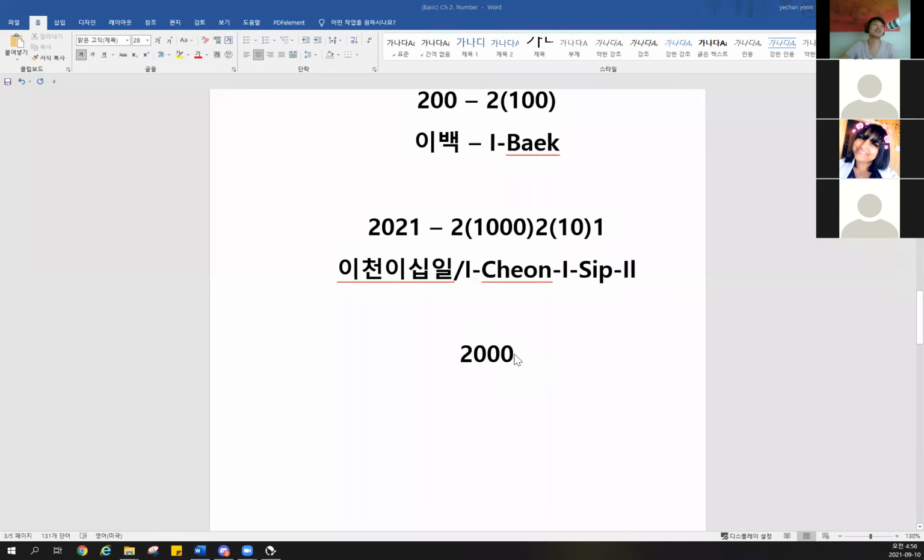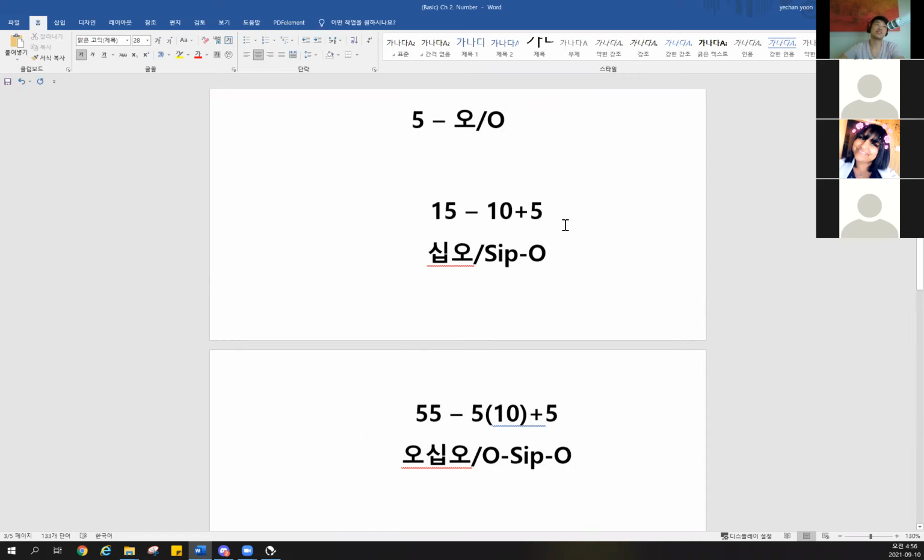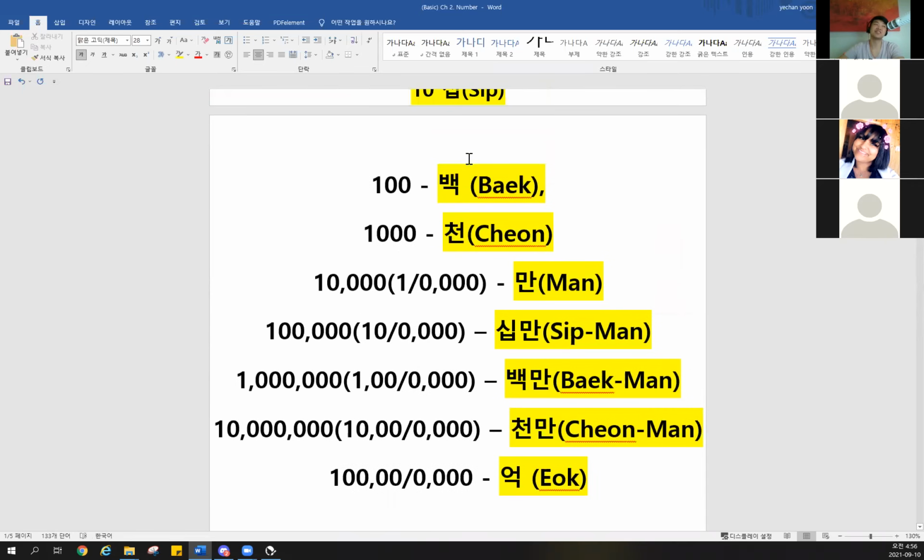Okay, so 2000. Let's try it then. How can you say 2000? The format is going to be number first and then positions. What is the 2? 2 is E. All right, and which position is it? Wait, I forgot 1000. These are a lot of numbers to try and remember. Okay, there we go. 1000.